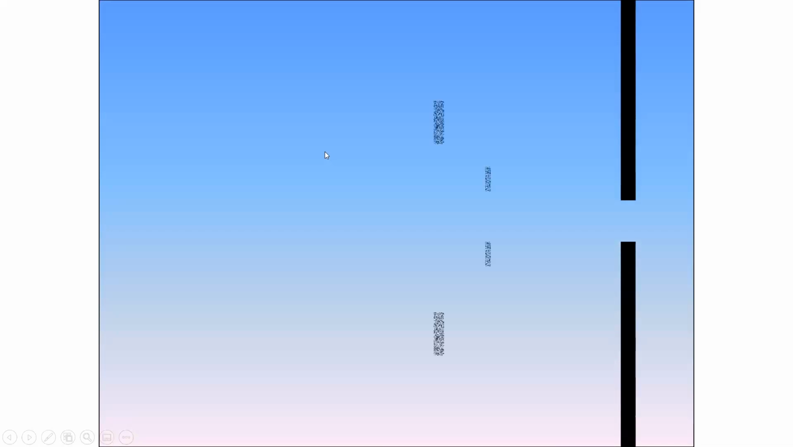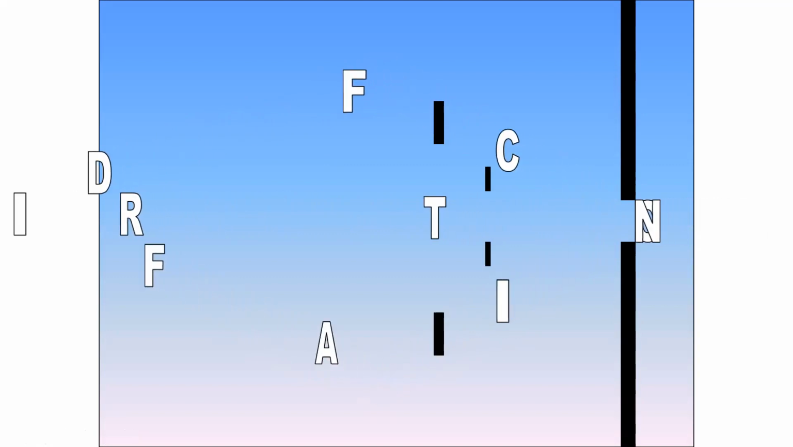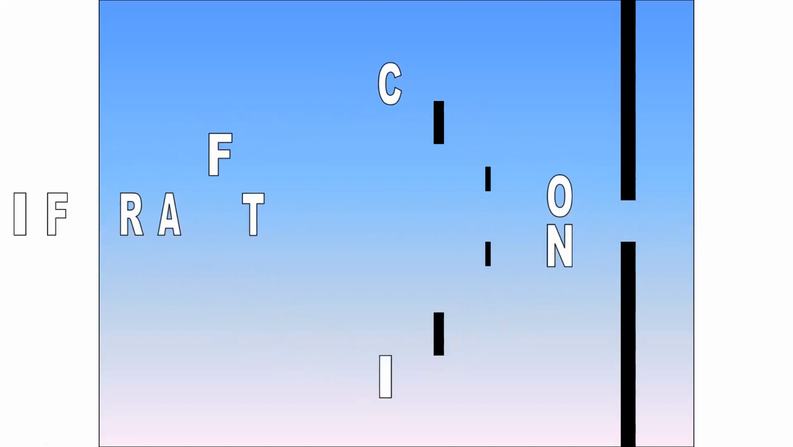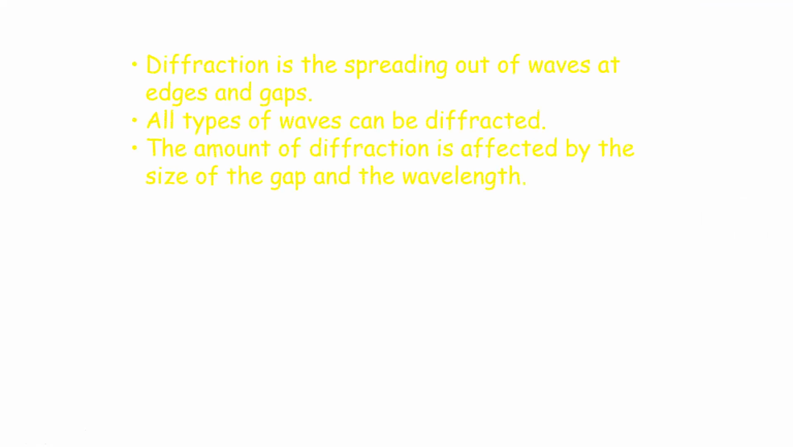Then diffraction. What is the meaning of diffraction? Diffraction means spreading of the wave when it passes through a gap. So when the wave is passing through a gap, it spreads out, and we call this diffraction. It is the spreading of the wave around edges, and diffraction is maximum when the wavelength is approximately equal to the gap size. If the gap is too large, then there is no diffraction.